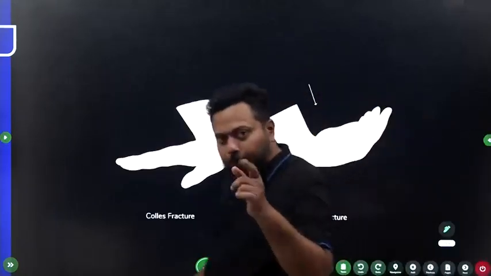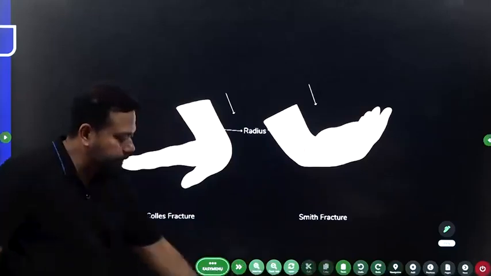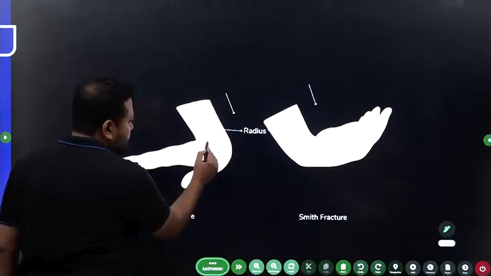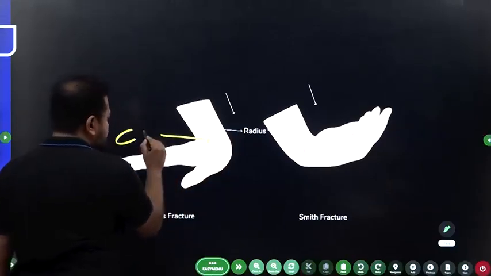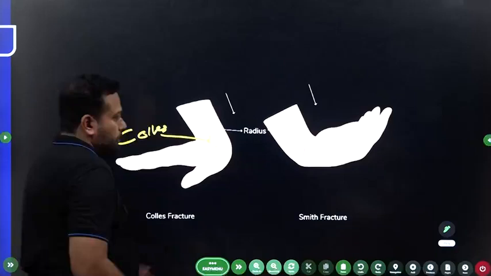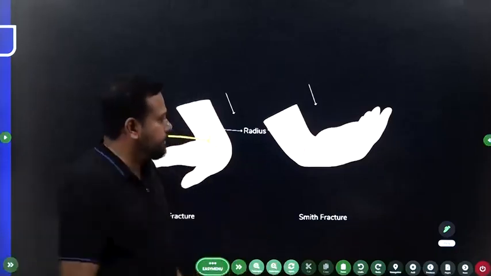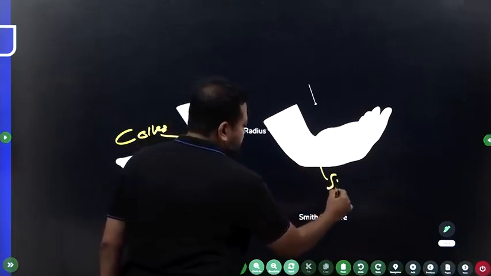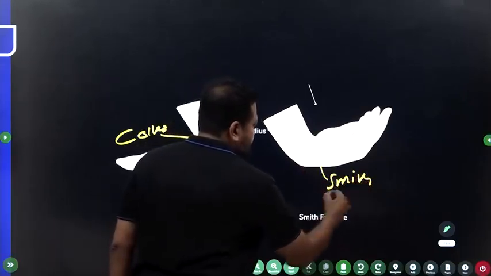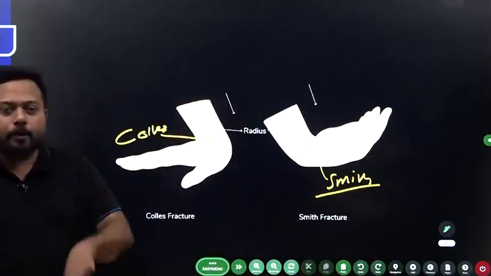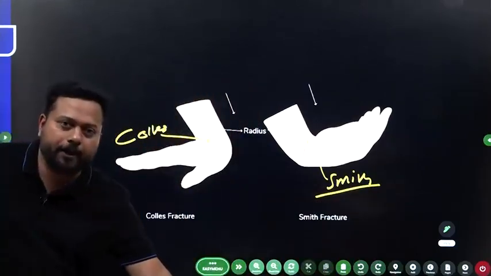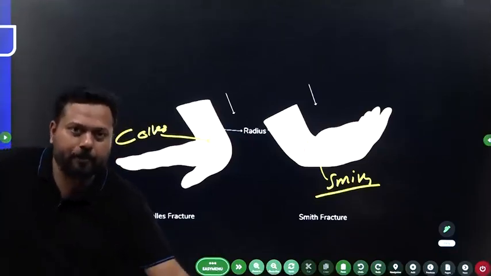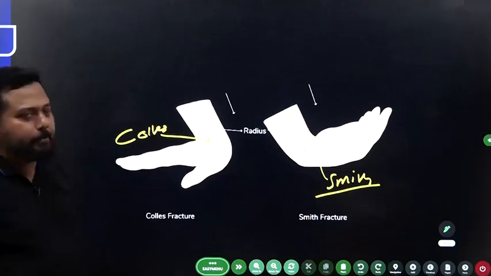Okay. So, just the point I want to stress is, when the patient falls on outstretched hand in extension, there is dorsal displacement of this distal fragment. This is called Colles. When he falls in flexion like this, the distal fragment is displaced ventrally, and this is called Smith fracture. Reverse Colles is called Smith. When I fall on outstretched hand in extension, Colles will happen. When I fall with my hand in flexion, that will cause reverse Colles, otherwise called Smith fracture.